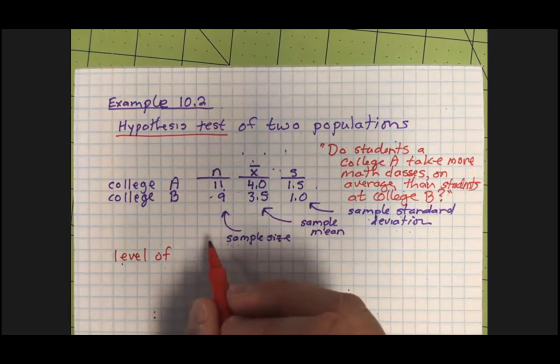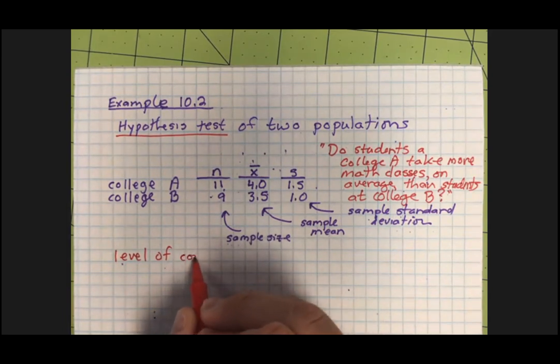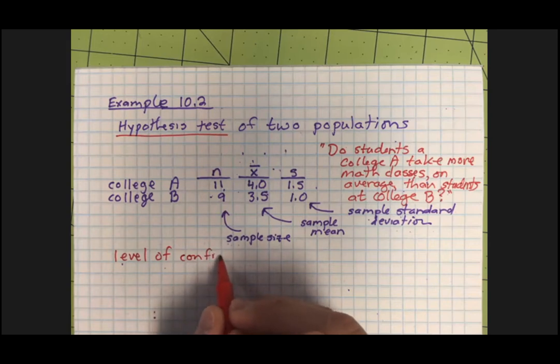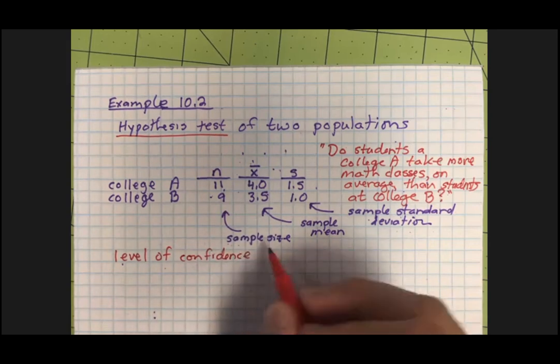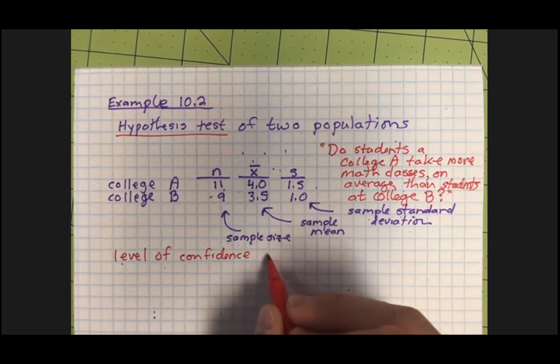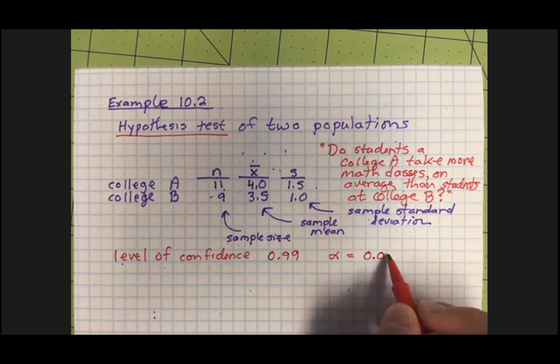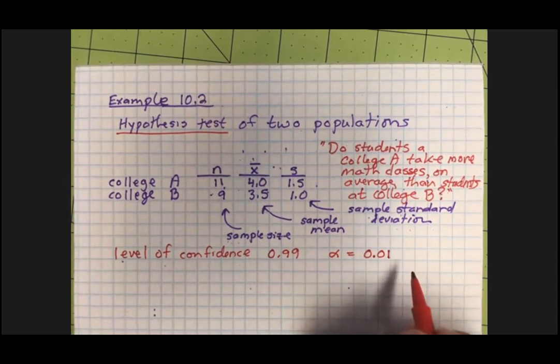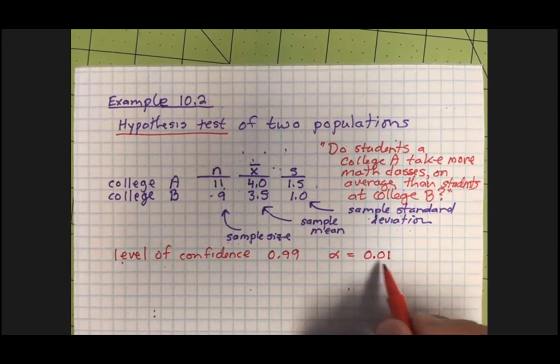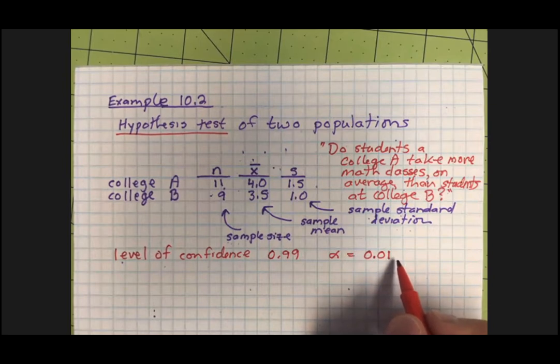1% again, or level of confidence at 99%, which means that alpha, the error, is about 1%. That's the same error I set on the cell phone users. That's a pretty small error, 1 in 100, right? When I'm looking at brain cancer in cell phone users, I think I want to be pretty darn accurate.